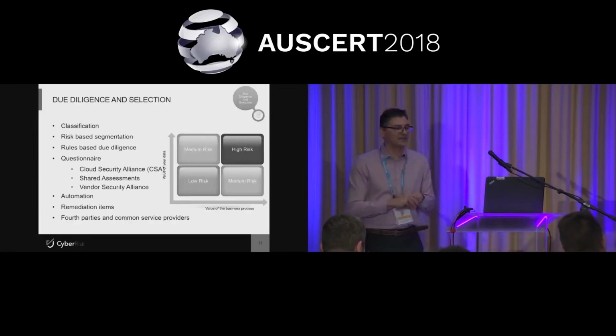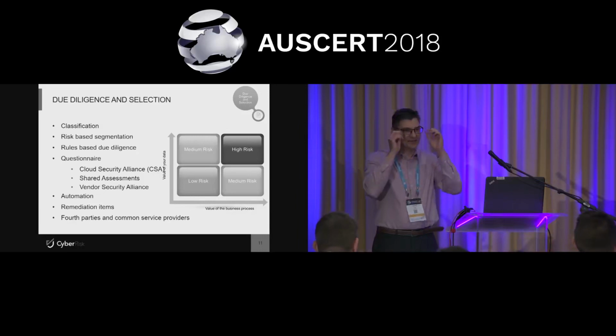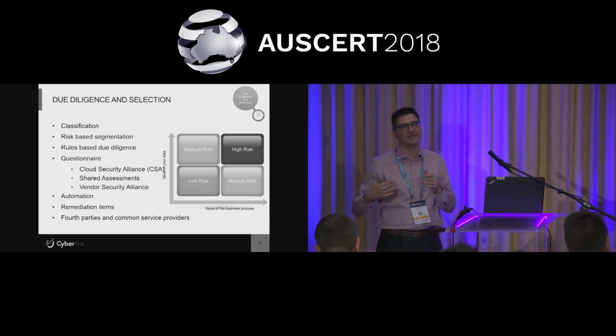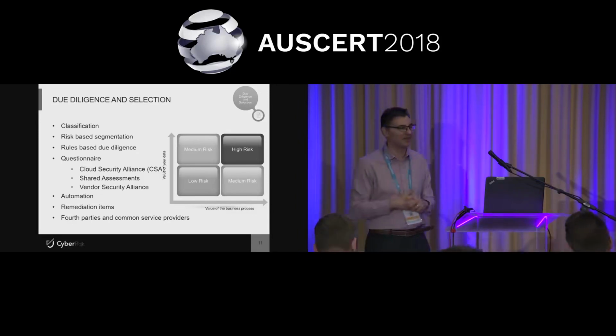Due diligence and selection. So, as I said before, the resources are limited, time is limited. So what you basically need to do is some way of allocating different third parties into different buckets so that you can then apply different levels of checking, different levels of rigour in order to manage your risk.